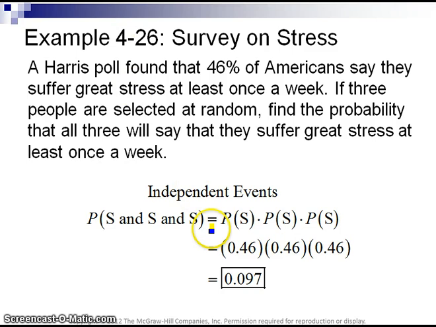So what we're going to do is we're going to multiply the probability times the probability. So our final answer is 0.097. I'm going to stop here and continue on the next video with the rest of this lesson.